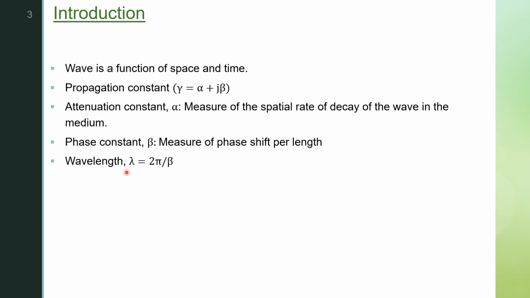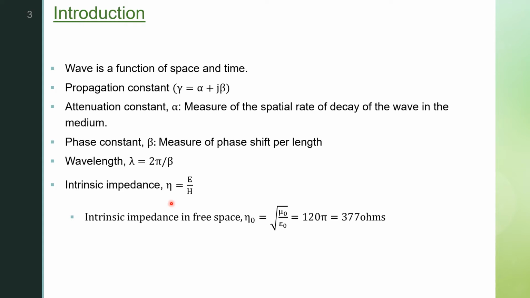Wavelength is represented by lambda and it is related to phase constant as lambda is equal to 2 pi by beta. Eta represents intrinsic impedance, that's equal to E by H, where E represents electric field intensity and H represents magnetic field intensity. The intrinsic impedance in free space is given by eta naught and that's equal to root of mu 0 by epsilon 0, that's equal to 120 pi or 377 ohms.